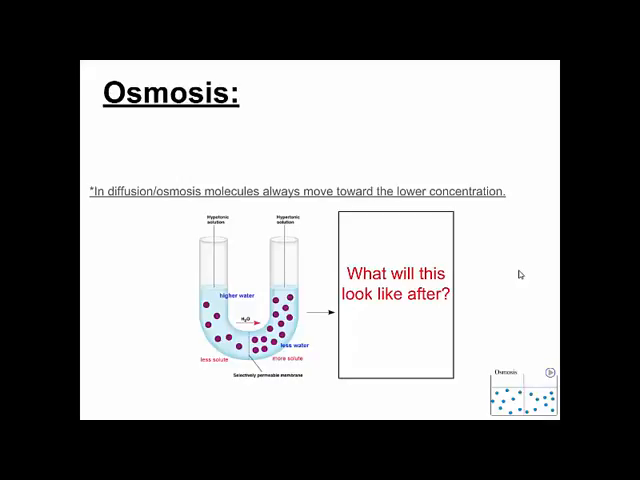The other concept, and actually we're going to talk more about osmosis than we are diffusion. Osmosis is just one special case of diffusion. We call it osmosis when it's water that is moving from an area of high to low concentration through a membrane. So the diffusion of water across a membrane is called osmosis. It's important to remember, molecules will always move from high to low concentration.